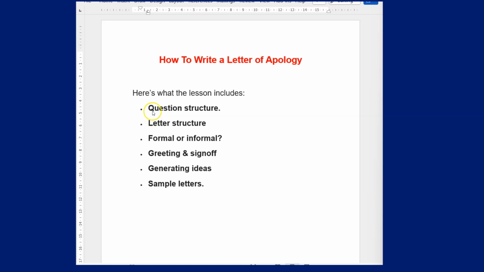We will look at the question structure. We will look at the letter structure. We will look at whether the letter should be written in a formal or an informal format. And we will look at the greeting, that is the start point of the letter, and at the sign off, how to sign it off. And finally, we will check how to generate ideas and then write sample letters.